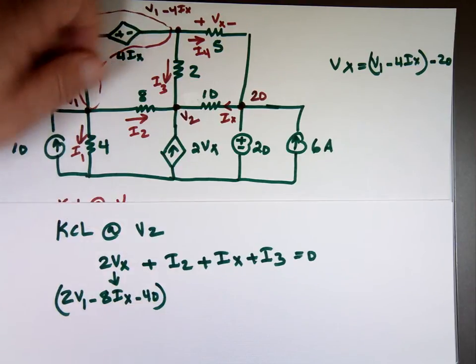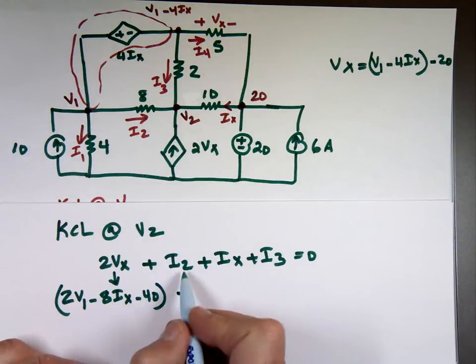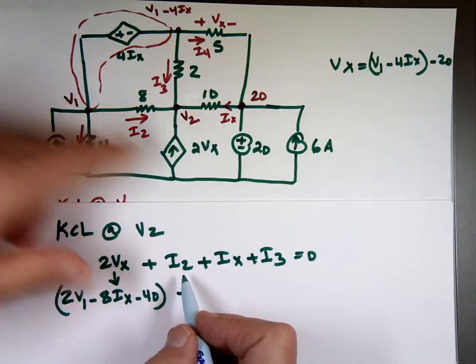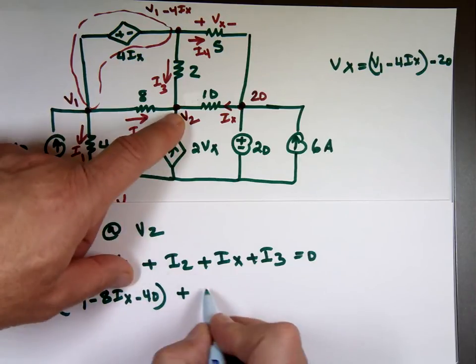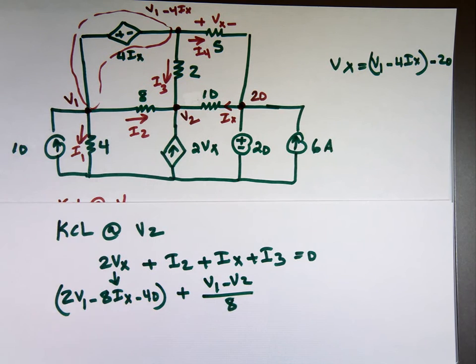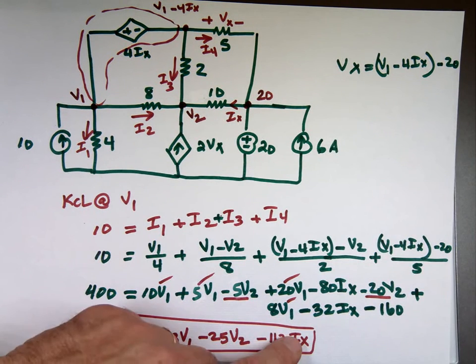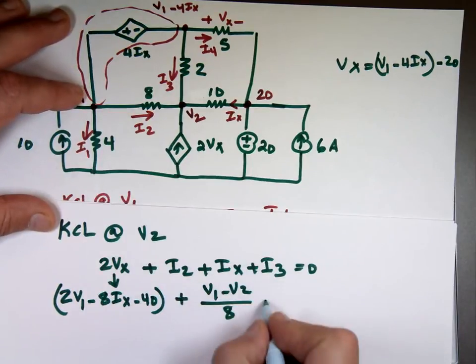What's I sub 2? Where is I sub 2? Right here. V1 minus V2 over 8. Notice my equation has V1, V2, and I sub x in it. So let's leave I sub x as I sub x for now.